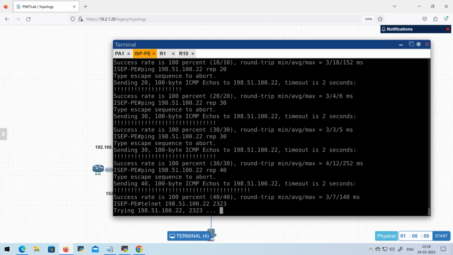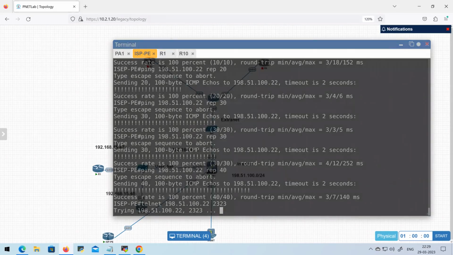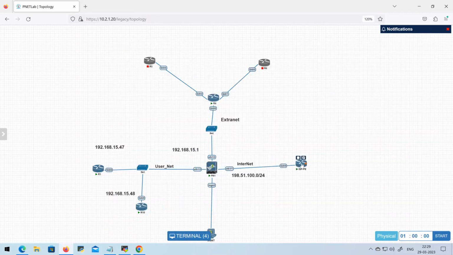It's not working. Why? Not 2323, 23 only, right? This is the original packet. Okay, 23. We have to allow 23 and 2323 also, I think. Yeah, this is what I was asking. We are not doing hit and trial. Why 2323? You're not learning.